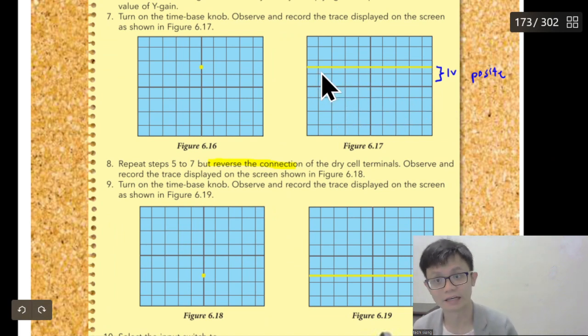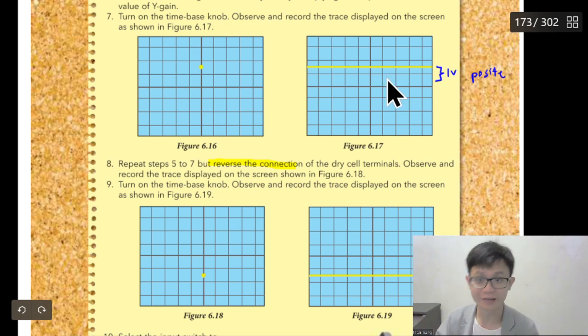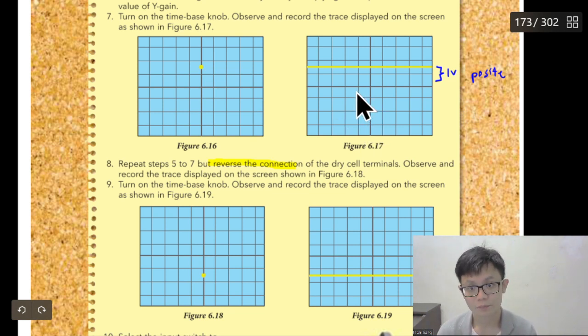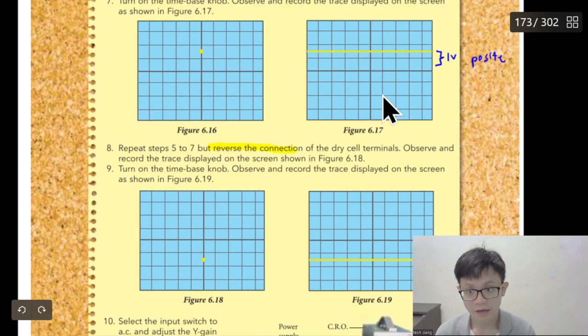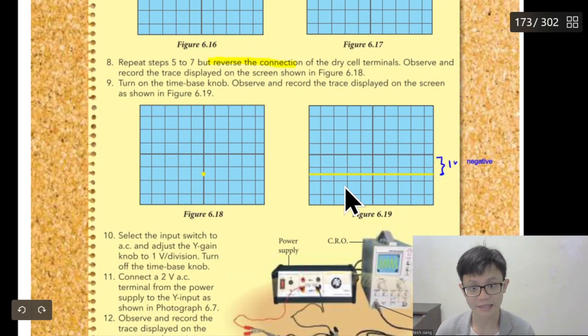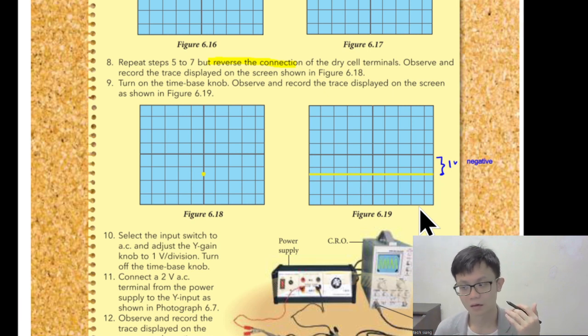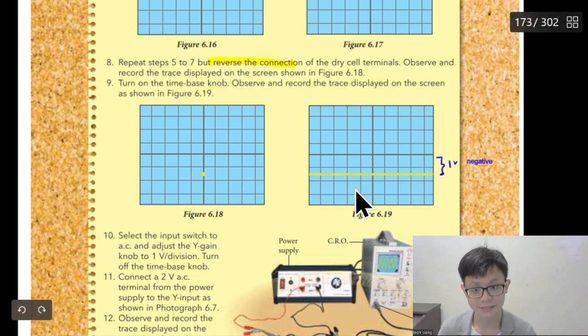From observation, we observe it as a straight line. So we infer that this is a direct current. It's a straight line. We infer that it is a direct current to a direction. However, for this one, it is also a straight line, but the value appears to be negative, showing that the current has been reversed or has come in the opposite direction.